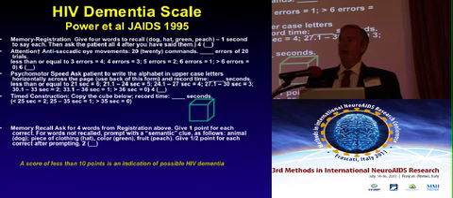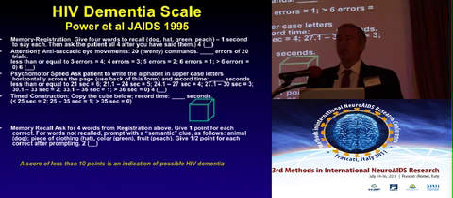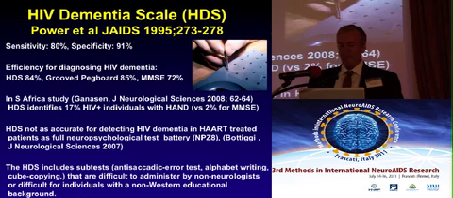Each of these 4 components is scaled from 0 to 4 points, 4 being normal performance. So the entire HIV dementia scale ranges from 0 to 16 points, 16 being normal performance. And it was found that a score of 10 or less was indicative of possible HIV dementia.